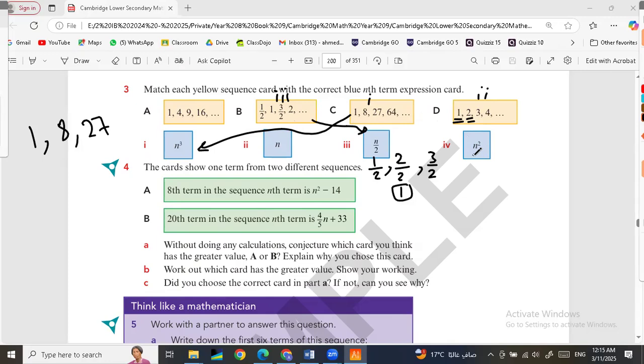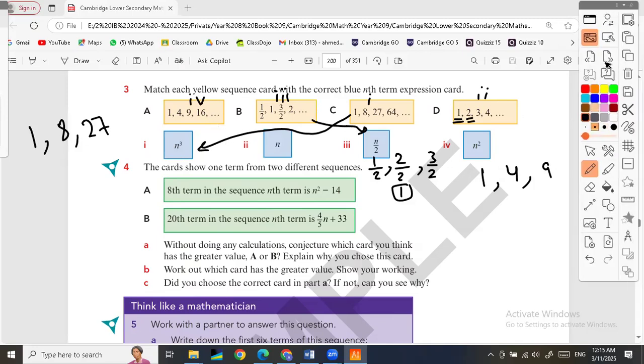All right, the last one, n squared. It means position number 1 squared is going to be 1. Position number 2, which is 2 squared, is going to become 4. Then the third term is 3 squared, which is going to become 9. And that gives us sequence A. So sequence A is with Ivy. Here you go.